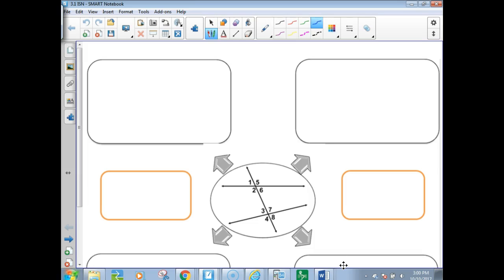This is, again, the first page of your interactive notebook. You may want to put your name on the front of that, and I'm going to do some coloring. The first thing I'd like to do is make sure we know where the interior and exterior are. Okay, and what is the transversal? This is your transversal. It is a line that cuts through two other lines or more. That's called the transversal.